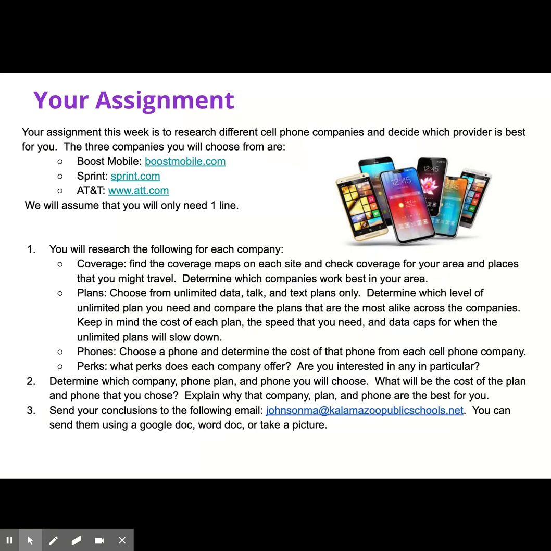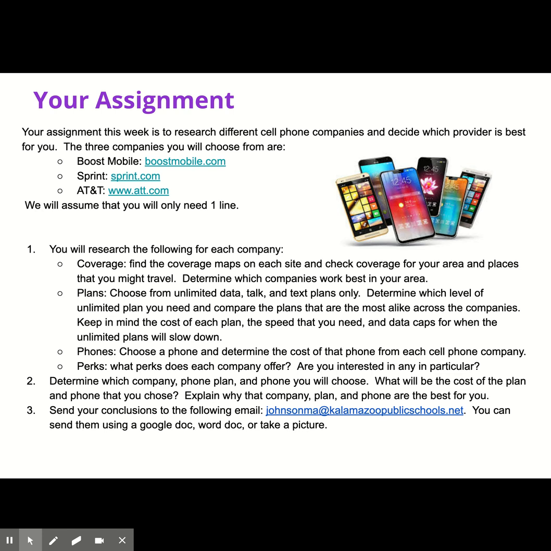Your assignment this week is to research different cell phone companies and decide which provider is best for you. So the 3 companies you will choose from are Boost Mobile, Sprint, and AT&T. And I want you to assume that you're only going to be looking for one line. So the first thing you're going to do is research the following for each company.